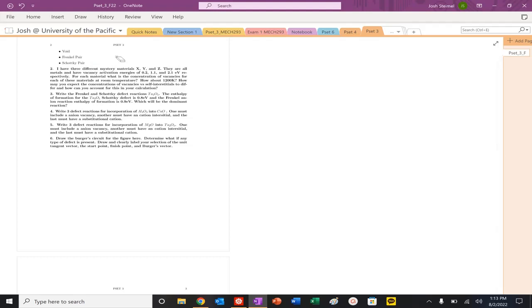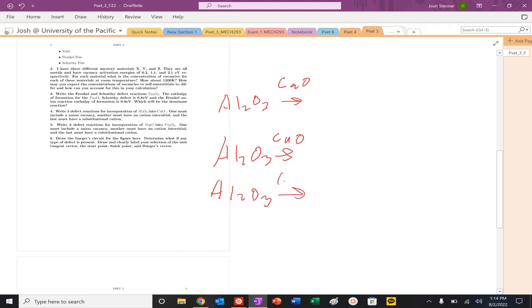So my impurity Al2O3 into CaO. One must have an anion vacancy. So my anion is basically my oxygen. So vacancy here, 1, 2. So one must have that. Okay, so that's it. That's all we're given. So anion vacancy, so I've got it.